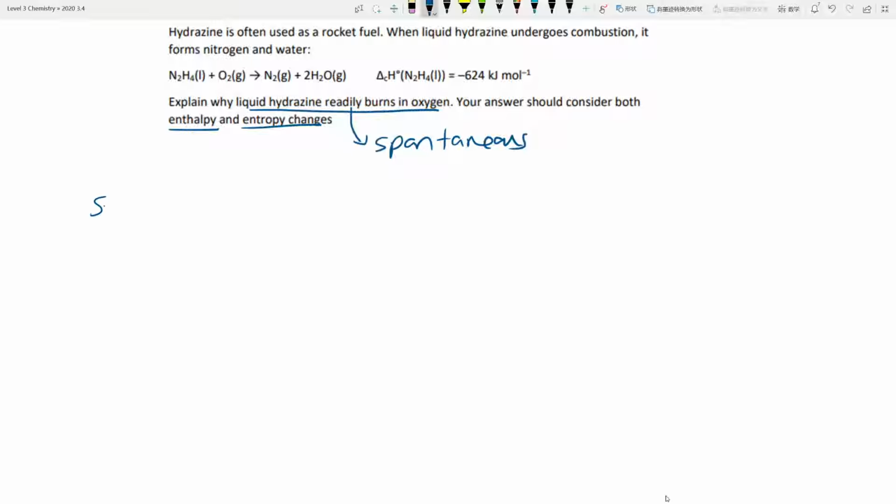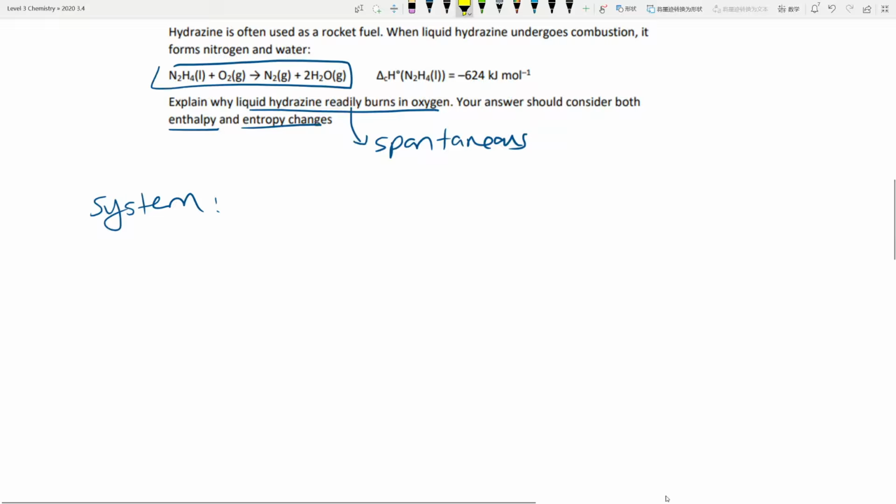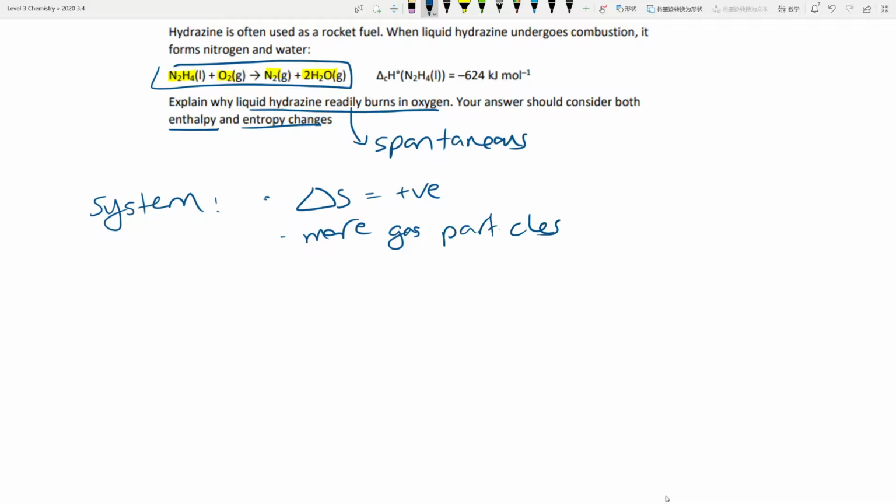So let's look at the system, which is inside this chemical equation right here. You're going from 1 mole of liquid plus 1 mole of gas to 1 mole of gas and 2 moles of gas. So the change of entropy is obviously going to be positive. Why? Because you have more gas particles produced on the product side. That means more random disorder, and therefore a higher change of entropy.